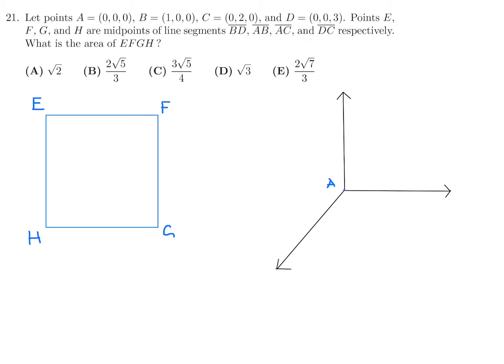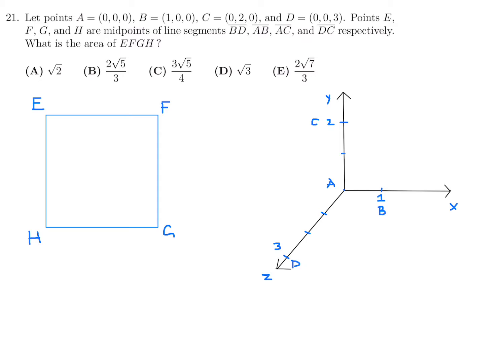B is 1, 0, 0, so let's say it's about here, where this is 1, that's B. And this is, of course, the X, Y, and Z plane. C is 0, 2, 0, so approximately 1, 2. So this is where C is. And then finally D is 3 on the Z axis, so approximately here. So this is 3, and that is where D is. So now we can just connect the dots and make this shape.